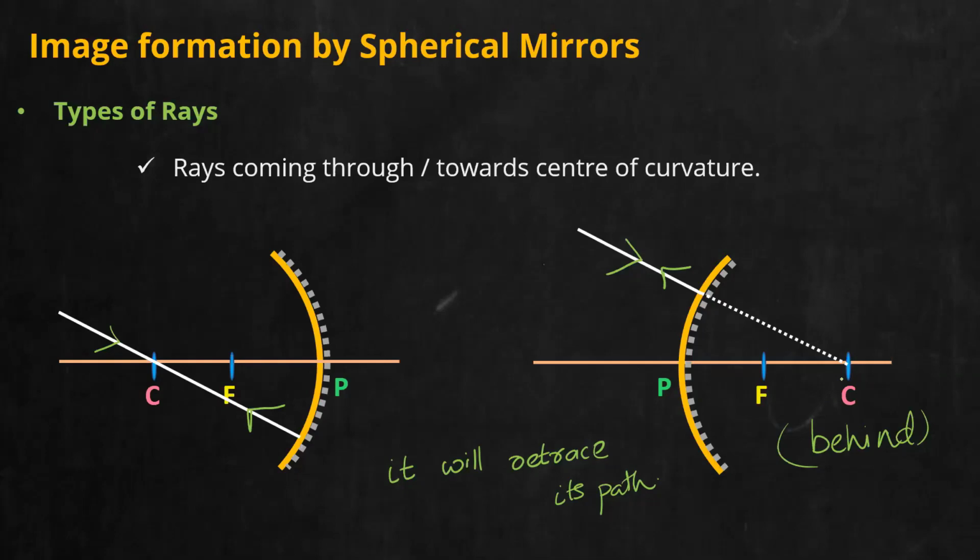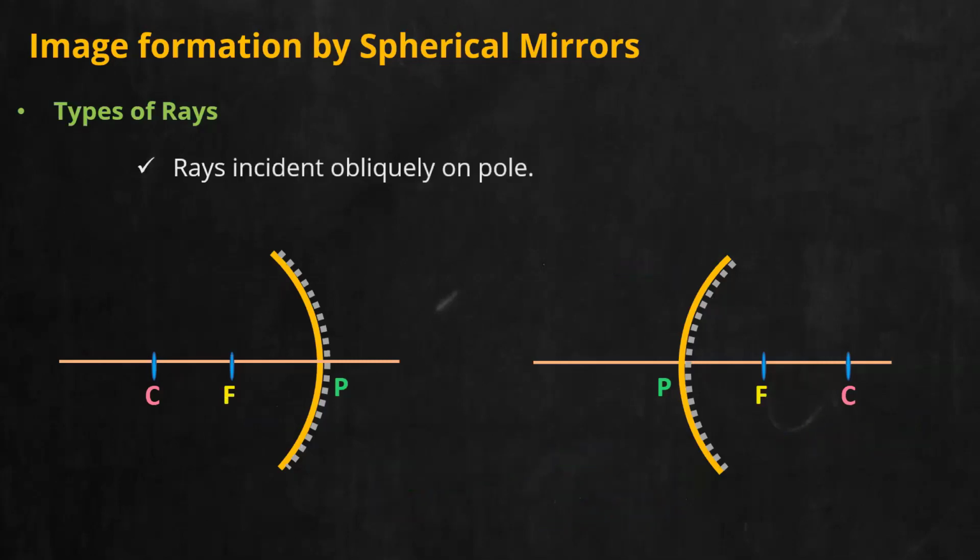Completed? Below it, write down what will happen to the ray at this point. It will retrace its path. Completed? Others also write it fast. Now if completed, we will move to the last type of ray, that is the fourth type of ray. Again, it is very simple. A ray which is incident obliquely. Now here itself understand what you mean by an oblique ray. An oblique ray means an inclined ray.